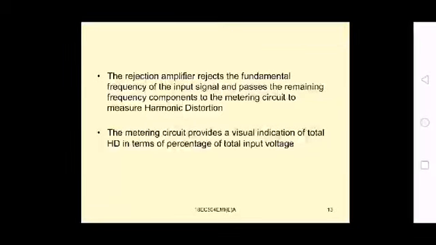And the third component is the metering circuit. It will provide the visual indication of your total harmonic distortion in terms of the percentage of the total input voltage. The metering circuit provides a direct readout, a visual indication of total harmonic distortion in terms of the percentage of total input voltage.